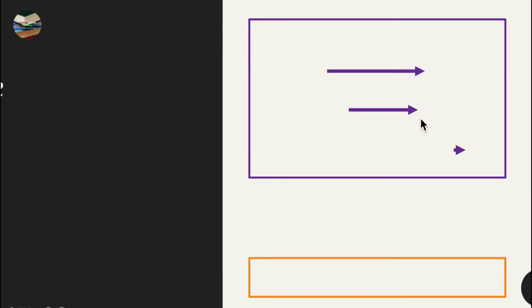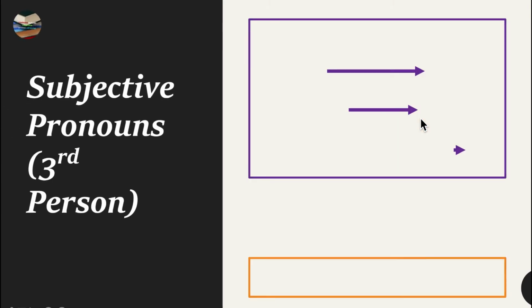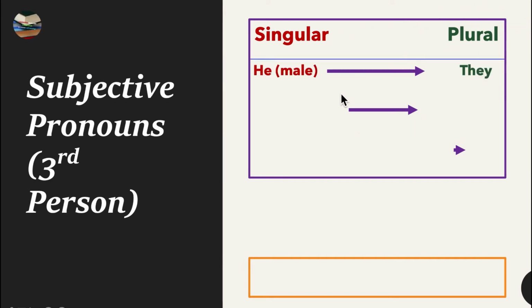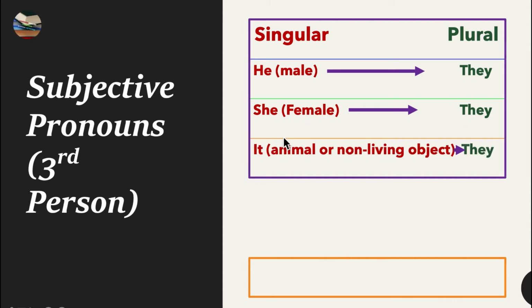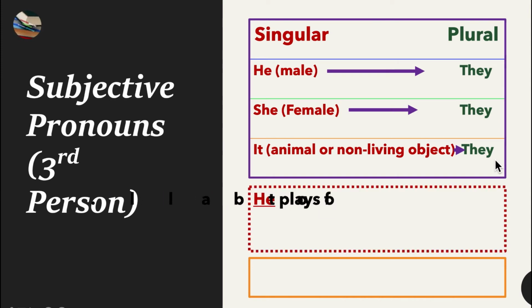Go to the next. Subjective pronouns in the third person. We have singular and plural forms. He is used for male and its plural form is they. She is used for female and its plural form is they. It is used sometimes for an animal or non-living object and its plural form is they as well. Let's have some examples. He plays football. Here he is singular and used for male. It may refer to a boy or to any man or to any person, but for male.